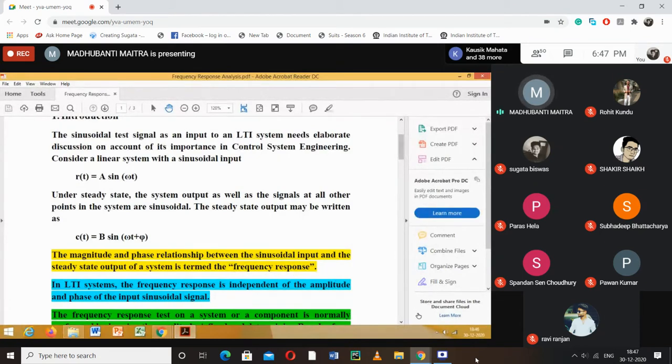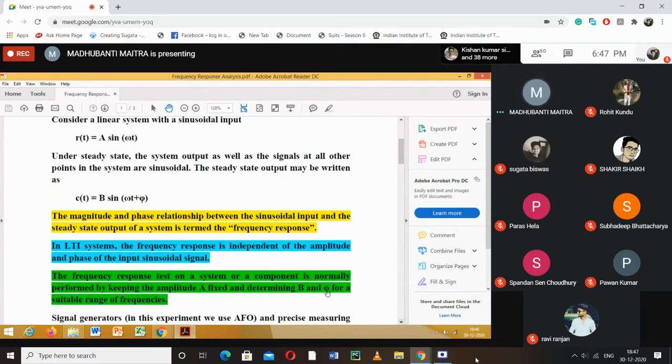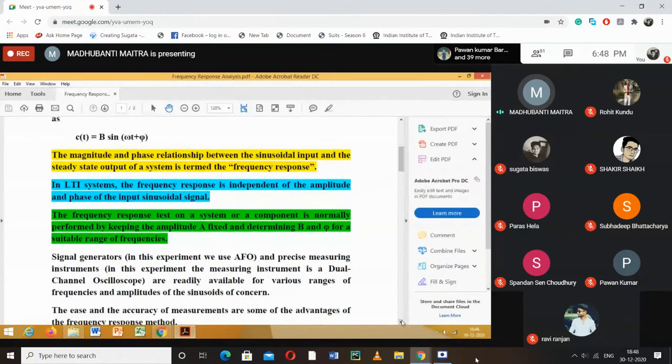So in an LTI system, the frequency response is independent of the amplitude and phase of the input sinusoidal signal. That's why, for our convenience, we have taken the phase of the input signal to be 0. The frequency response test on a system or a component is normally performed by keeping the amplitude A fixed.